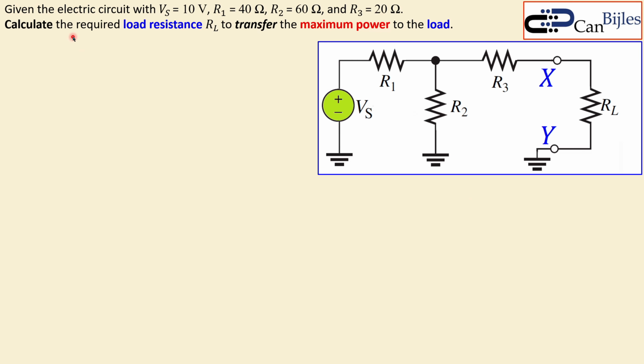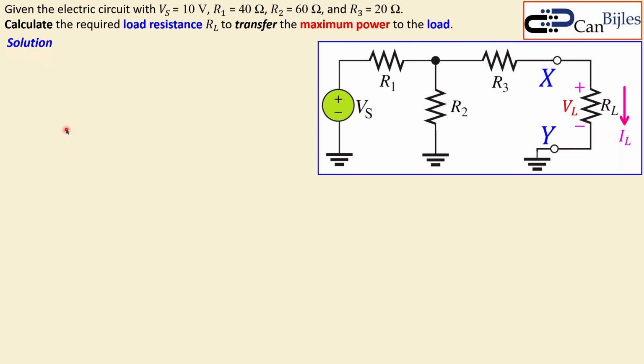Now we would like to do the complete business from scratch and consider the maximum power transfer. So we would like to calculate the required load resistance to transfer the maximum power to the load. For this circuit, we know the VS, R1, R2, and also R3. So we don't know RL. That is the question in place here. And again, the currents and also the voltages are given here for later discussion.